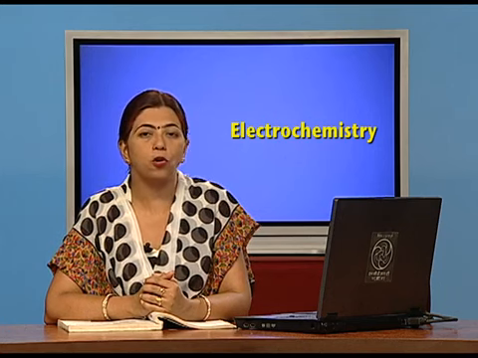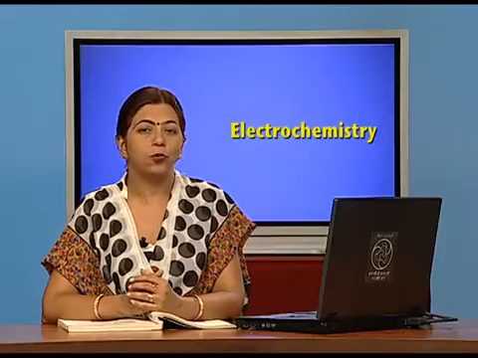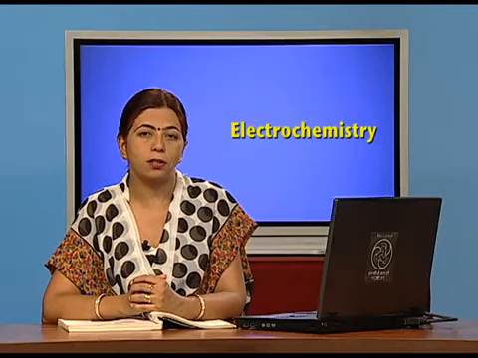Just see the overall reaction. Zn(Hg), this is known as zinc amalgam, plus HgO(s), and it gives ZnO plus Hg(l). With Hg, the small l in the brackets denotes that it is liquid. I hope you all know that mercury is the only liquid metal.